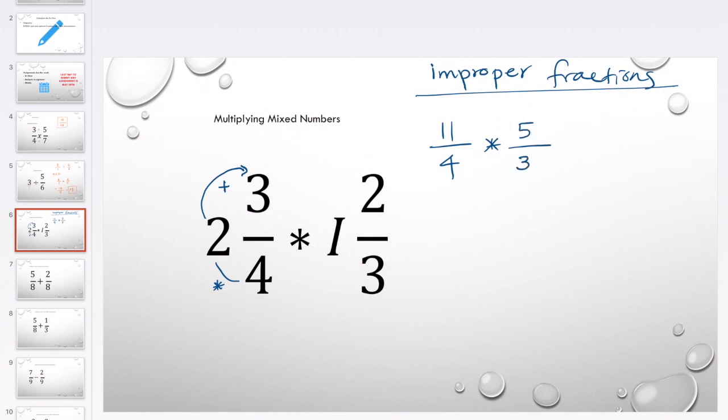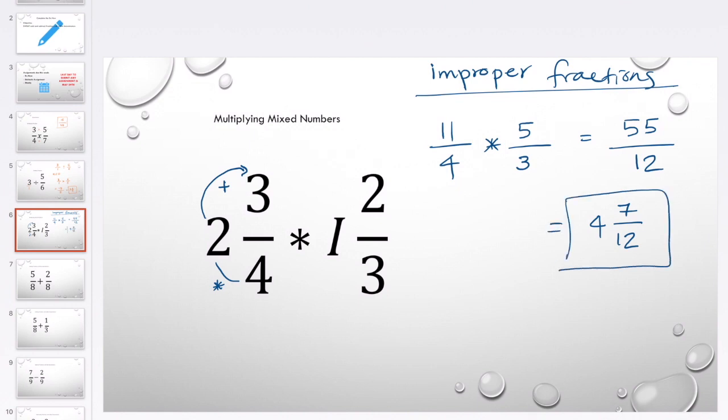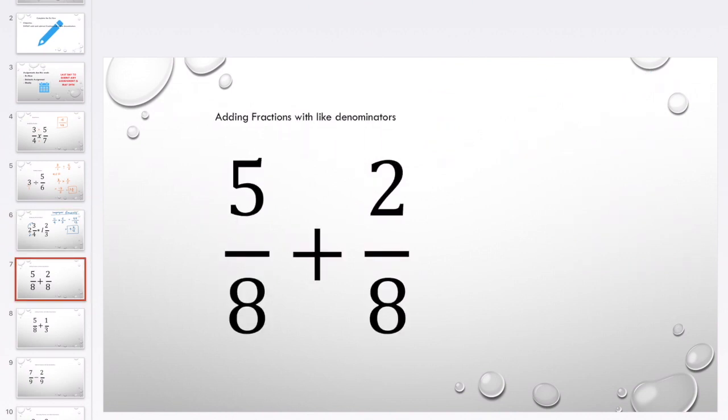Now I do the same thing. Multiply as usual. 11 times 5 is 55. 4 times 3 is 12. And I get to simplify. That's going to be 4 and 7/12. I cannot simplify this anymore, so I leave it as it is. That's my final answer. Alright, now we're going to do adding fractions.